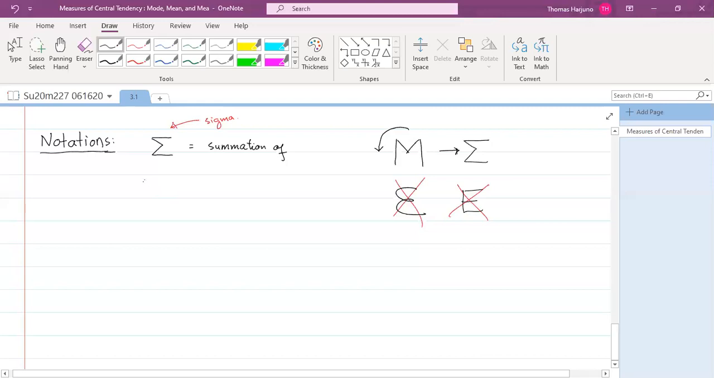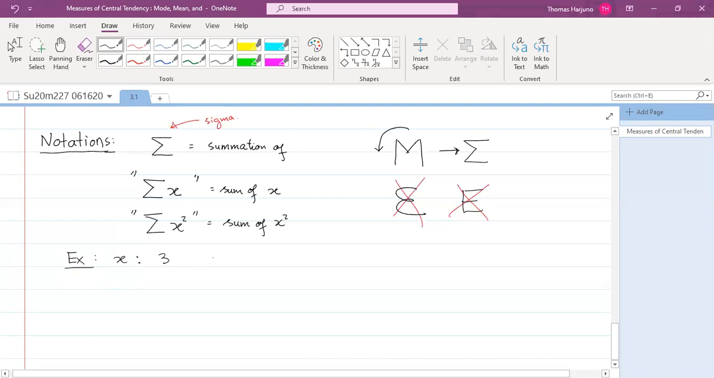Now, if we have this notation, this means sum of x. If we have this notation, this is the sum of x squared. Suppose our data, the x values, are 3, 4, 4, 5, 6. Then the sum of x is basically you add them: 3 plus 4 plus 4 plus 5 plus 6, which is 22.